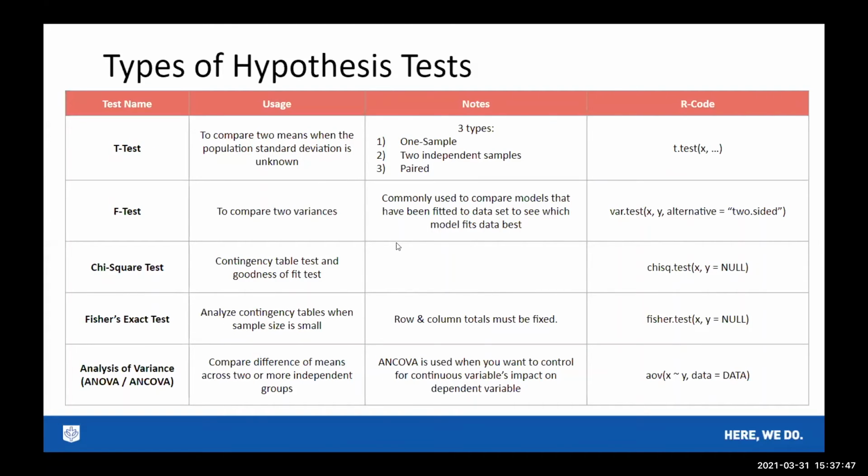So there are a bunch of different types of hypothesis testing. The first being the t-test. This is the most popular. You use this to compare two means when the standard deviation is unknown. The code is just t.test.